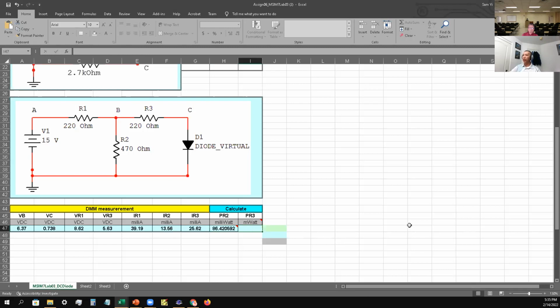And then this one, the same thing. Let me see if we can take this number exactly here, square it, and then times R3. R3 is 220 ohm. Okay, so that number is way off. So delete. We're going to do the same thing. Open up parentheses. We're going to be IR3 divided by 1000. That quantity squared times the resistance of R3, 220 ohm. And that is there. Now we have to convert that back to milliwatts, so times 1000.